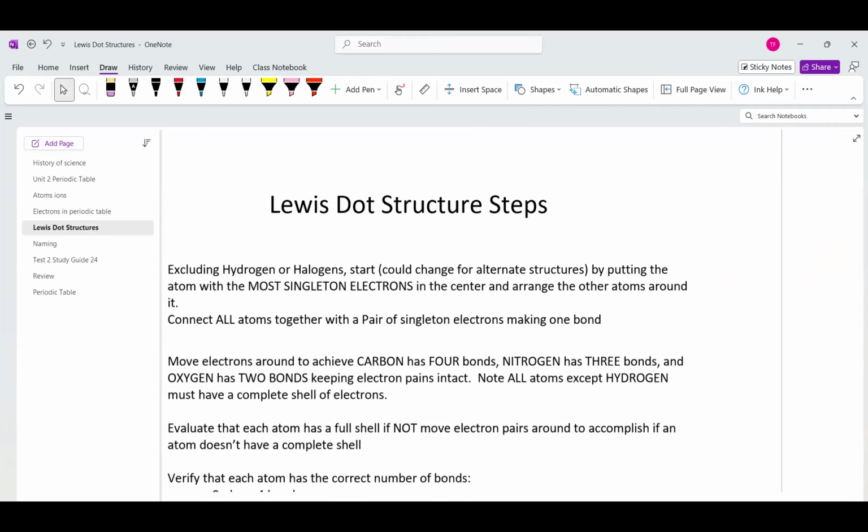Okay, so let's count them. Oxygen, now this includes the shared singletons. So we've got 2, 4, 6, 8. So oxygen has 8 electrons, full shell. Hydrogen, remember, its full shell is 2 electrons. How many does hydrogen have? 2 electrons, each one. And there are no lone singletons out there, unbonded.